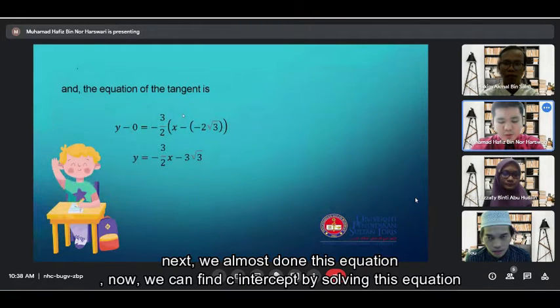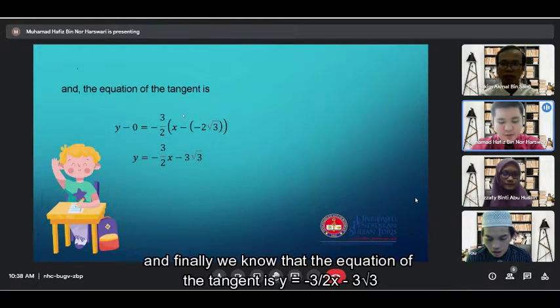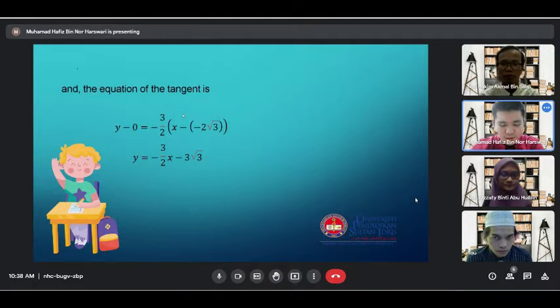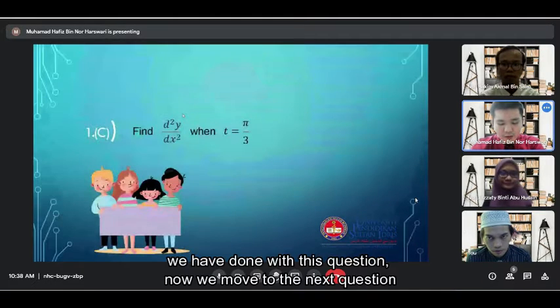Next, we are almost done with this equation. Now, we can find the c-intercept by solving this equation. And finally, we know that the equation of the tangent is y equal to negative 3 over 2 x minus 3 square root 3. We have done with this question. Now we move to the next question.